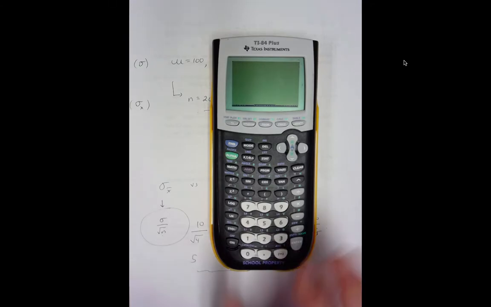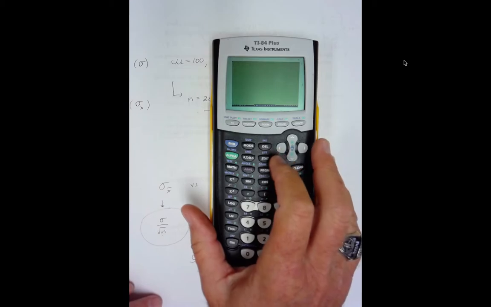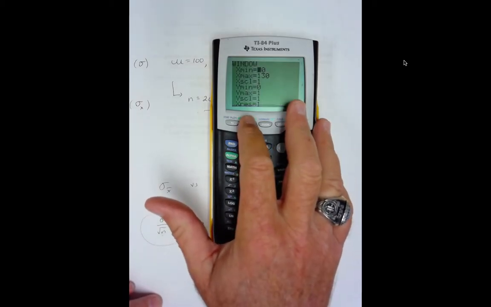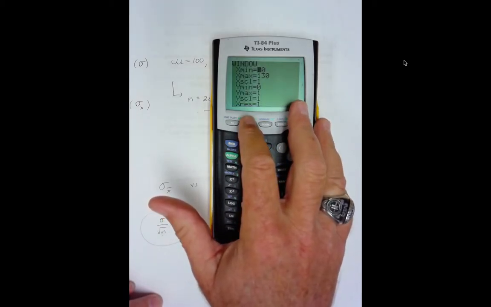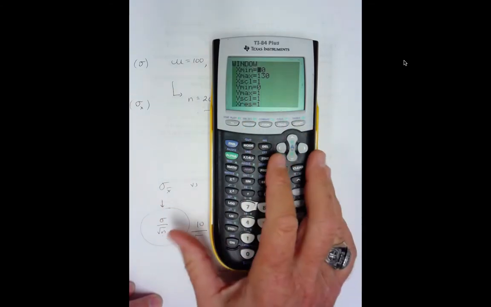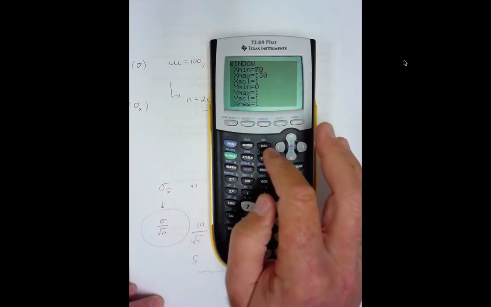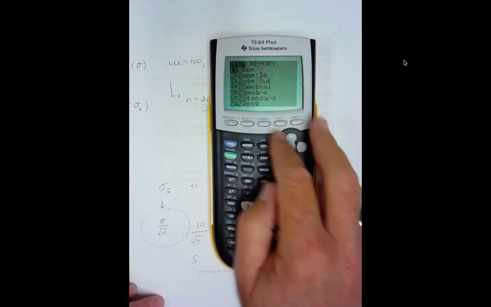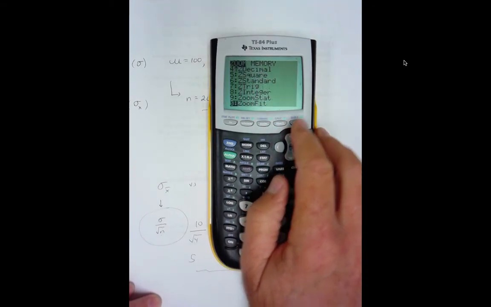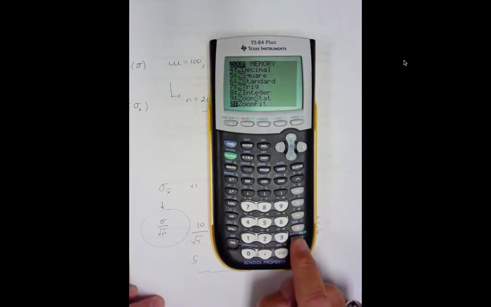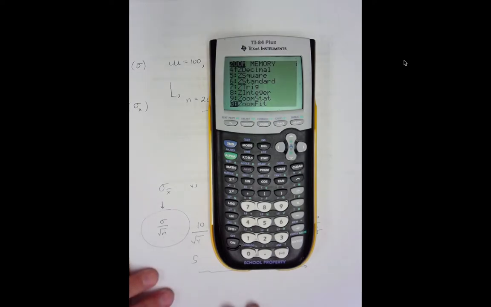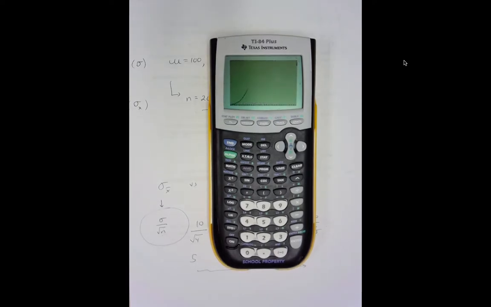And that just did a horrible job. Oh, I know what I did. I pulled a bozo. So let's go zoom fit. I hit graph. I should have hit enter. I was wondering what in the world's going on here. I made a mistake.